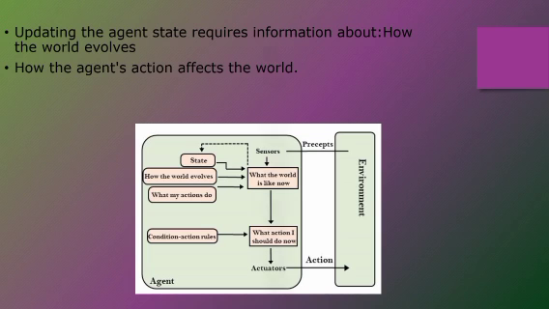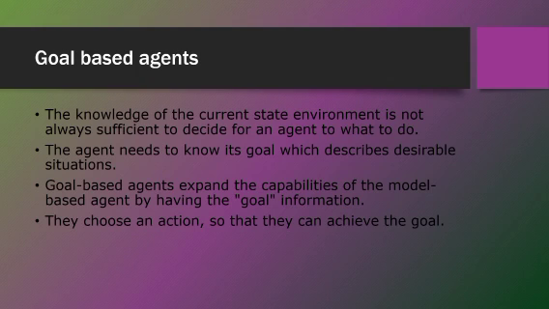The next type is goal-based agent. The knowledge of the current state of the environment is not always sufficient for an agent to decide what to do. The agent needs to know its goal, which describes desirable situations. Goal-based agents expand the capability of the model-based agent by having the goal information. They choose an action so that they can achieve the goal.